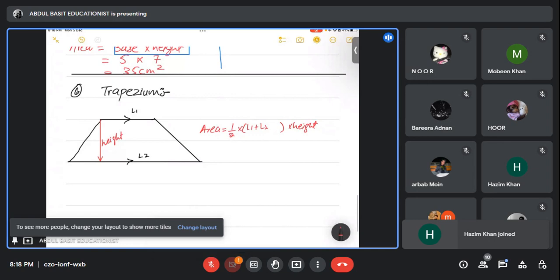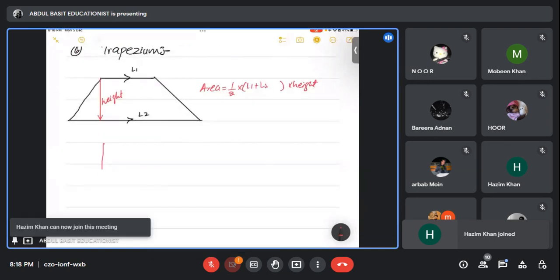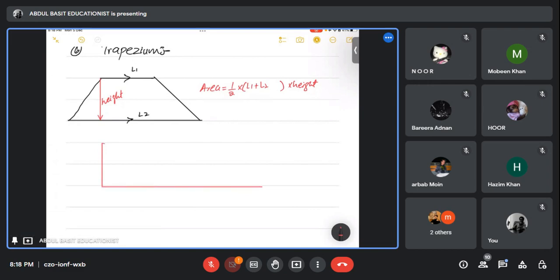For example, let me draw the trapezium in a different style. As we can see, it's a line, it's another line. If I join this with this one, I can see that these two are also parallel, L1, L2, that's height. So area is equal to 1 by 2 multiplied by L1 plus L2, the sum of parallel sides, into height. The formula would be the same.